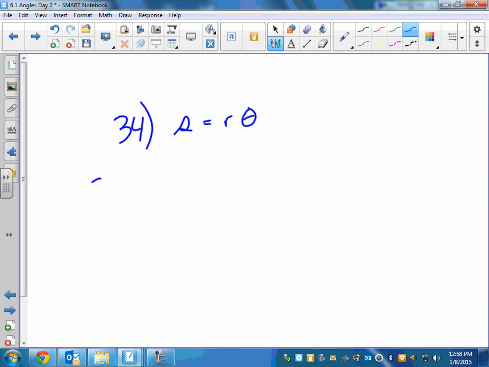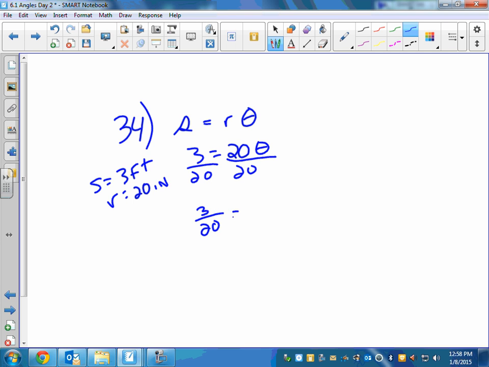On 34, it says S equals 3 feet and R equals 20 inches. So you just say 3 equals 20 times theta. You divide by 20, and that's a really weird angle measure. But you can just leave it as 3/20ths. If it's an ending decimal, you can leave it like that. It's just a weird answer, right?